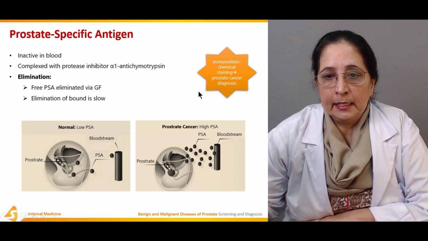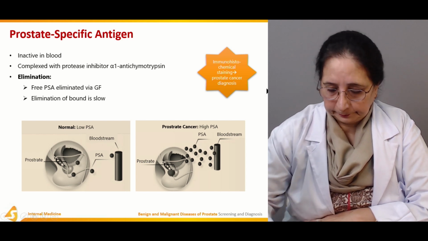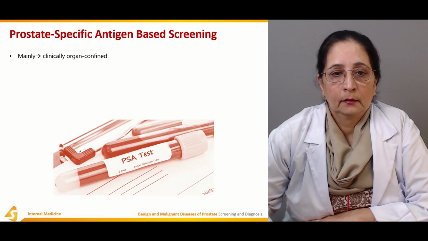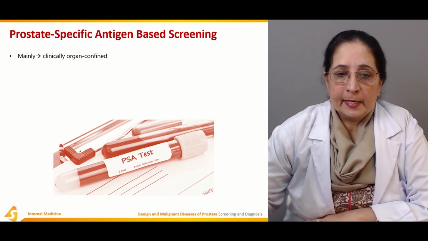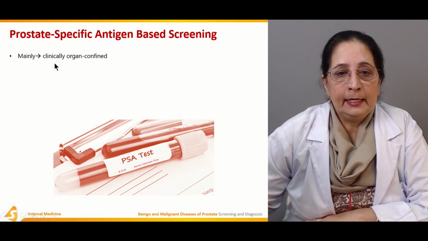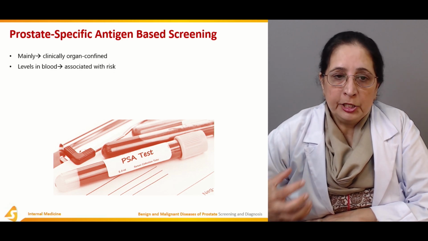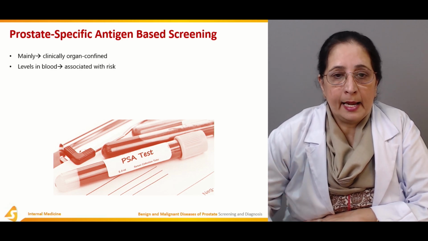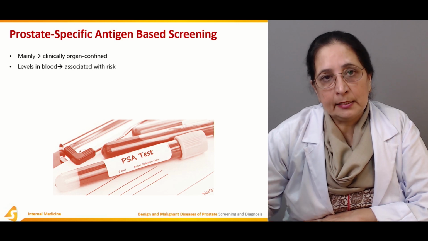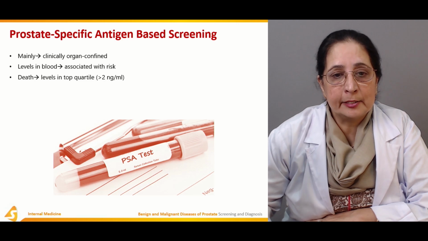Immunohistochemical staining is used in prostate cancer diagnosis. The prostate-specific antigen is mainly clinically organ-confined, so it's confined to the organ, the prostate gland. Its increased level in the blood is associated with increased risk.